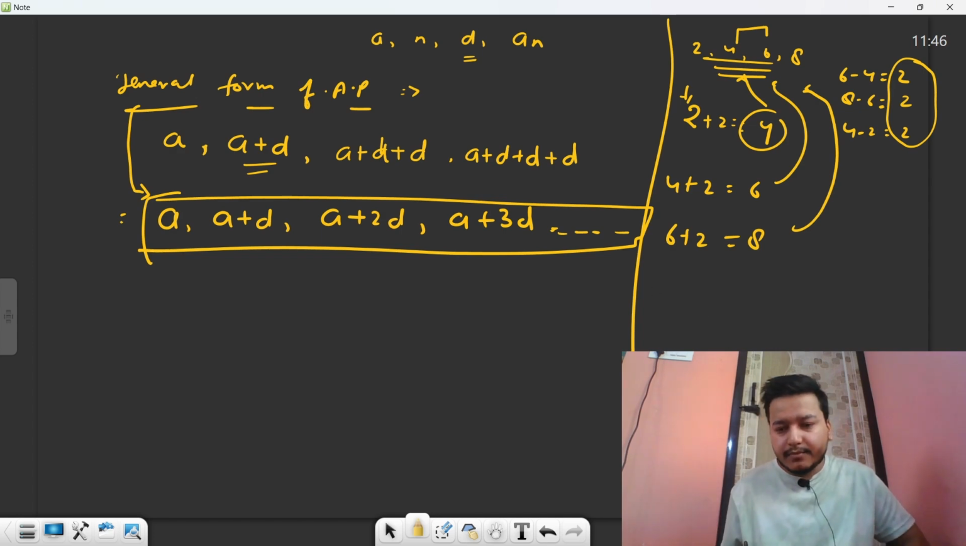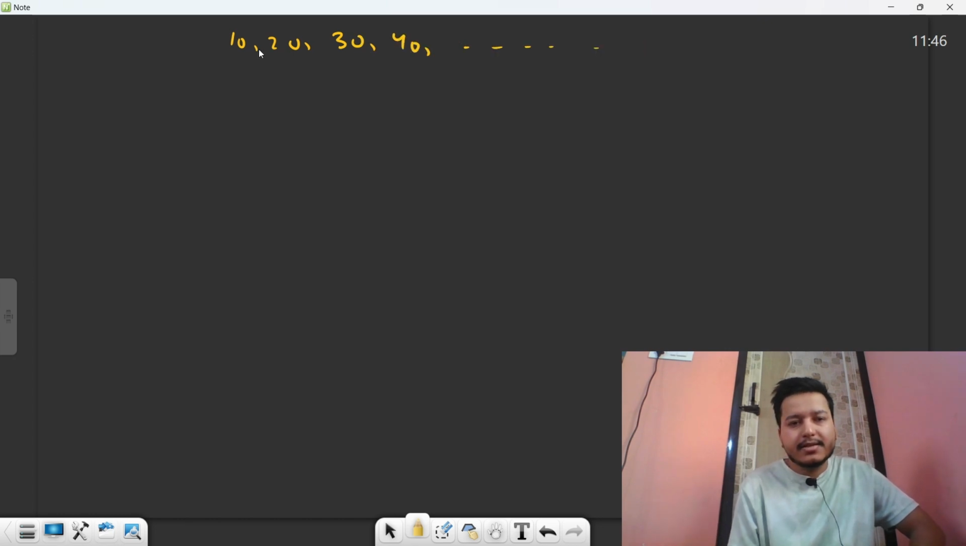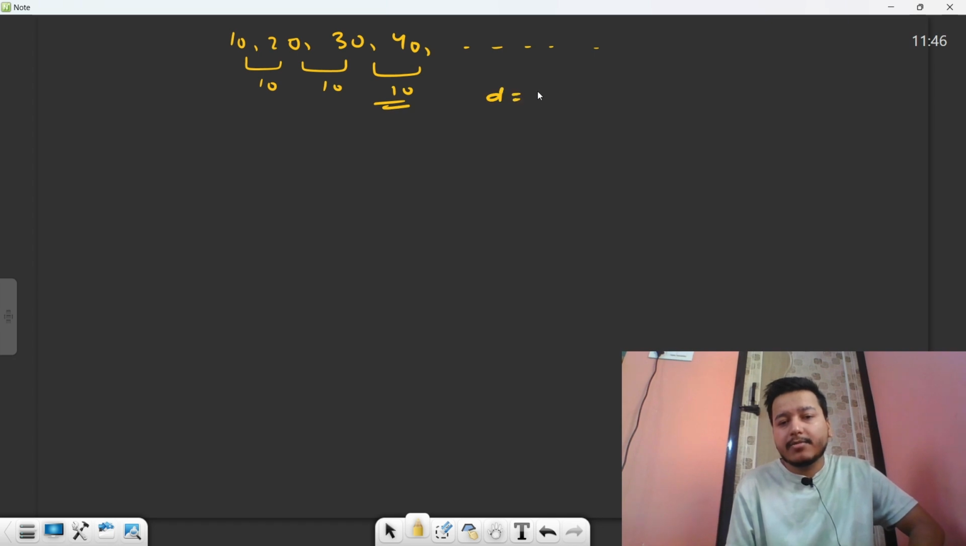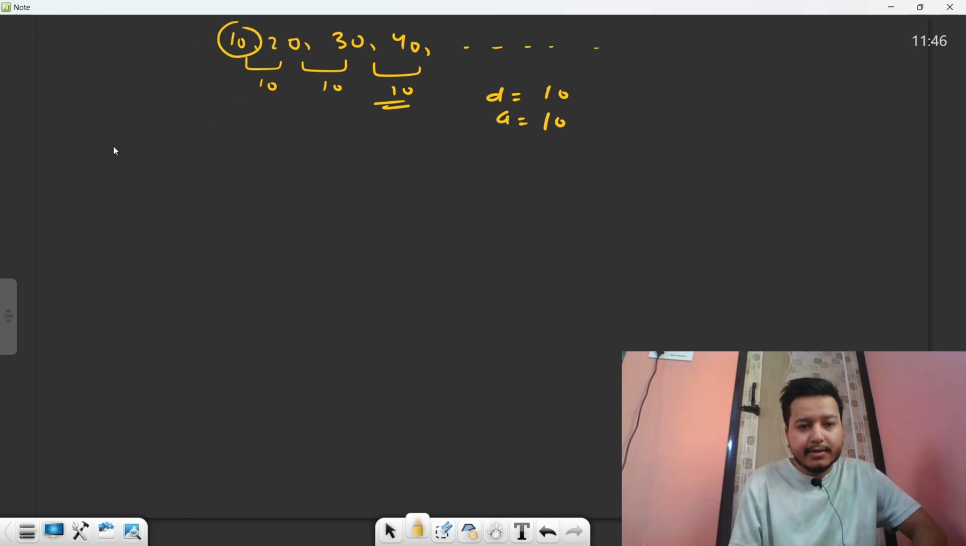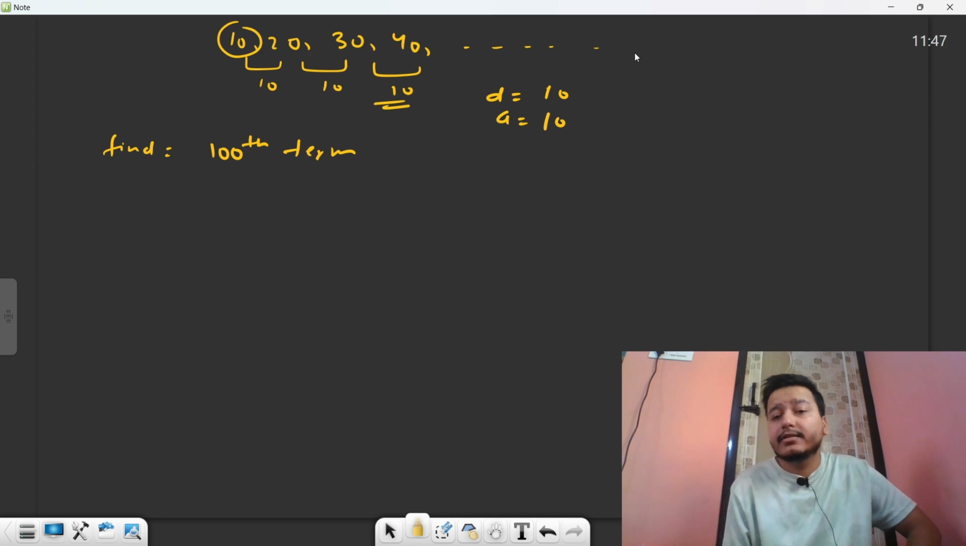Now, suppose an AP is given, for example, 10, 20, 30, 40. This is an AP because the difference between the terms is the same. This is a difference of 10, a difference of 10, a difference of 10. So how much is D? 10. And A is 10. What is A? A is the first term. Now we have to find the hundredth term. First term, second term, third term, fourth term, and so on. We have to find the hundredth term.